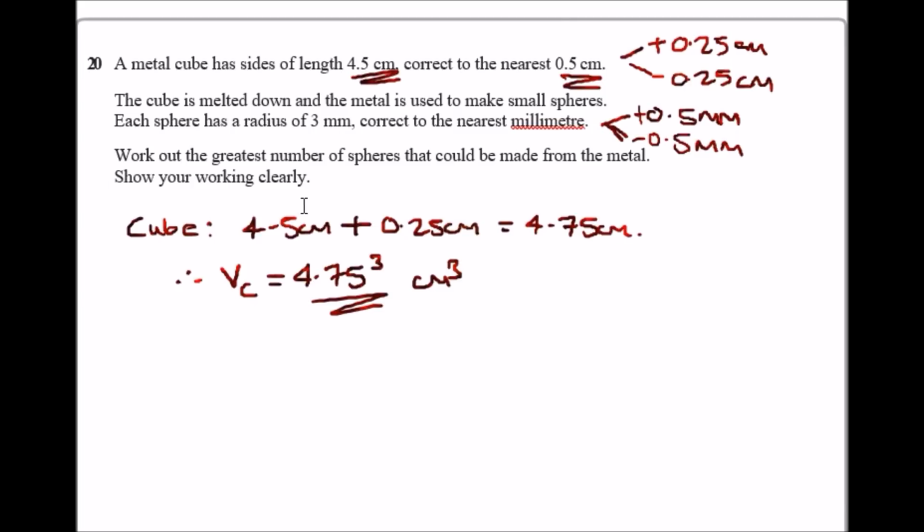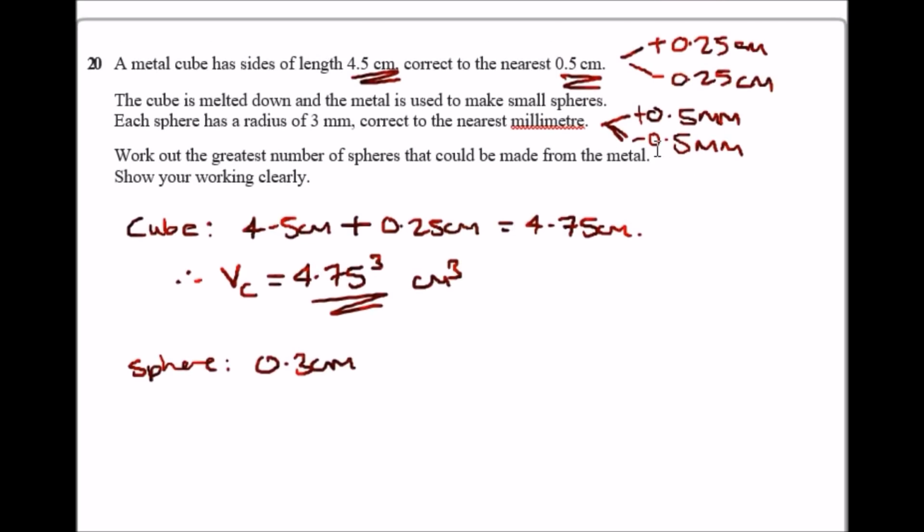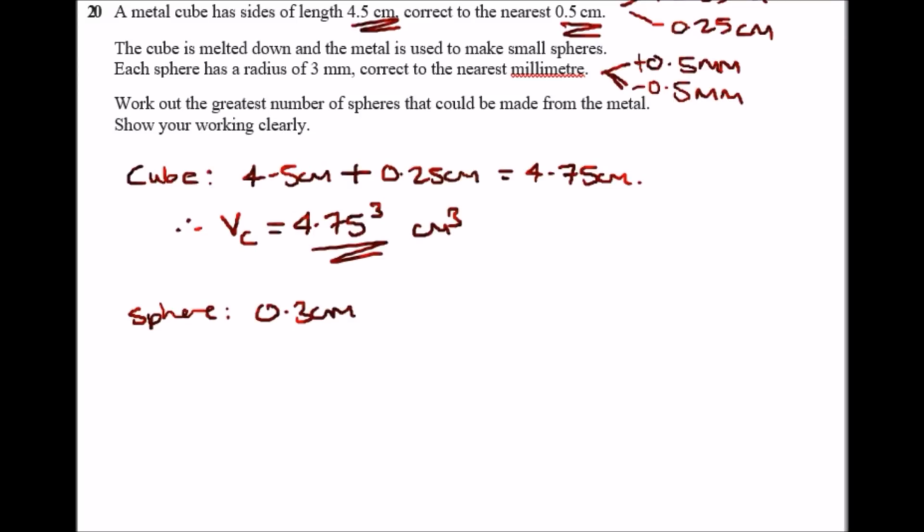Now for the sphere, we need to work in centimeters too. So we can say for every 10 millimeters is 1 centimeter. So 3 would be 0.3. So for the sphere, we're going to have 0.3 centimeters. And the main idea is that the method we're going to use to calculate the greatest number of spheres, we need to divide firstly the metal cube by the sphere itself. So the solution would be the volume of the cube over the volume of the sphere. This would easily give us the greatest number.